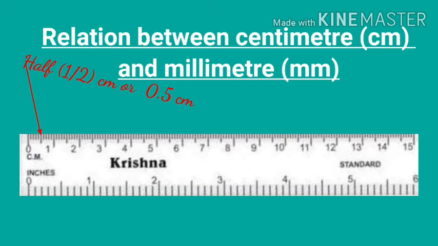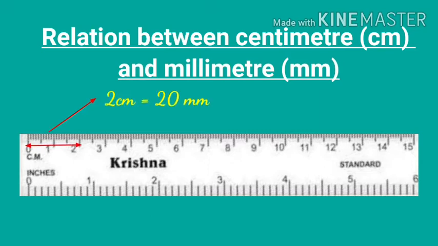Children, you observe the ruler and say how many millimeters make 2 centimeters. Yes, you are right. 2 centimeters is 20 millimeters.